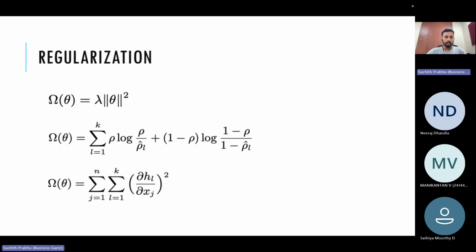So I have these three regularization terms which we saw in the lecture. Could you tell me which one is for what type of autoencoder? So what are we doing with the first one, the second one, and the third one?